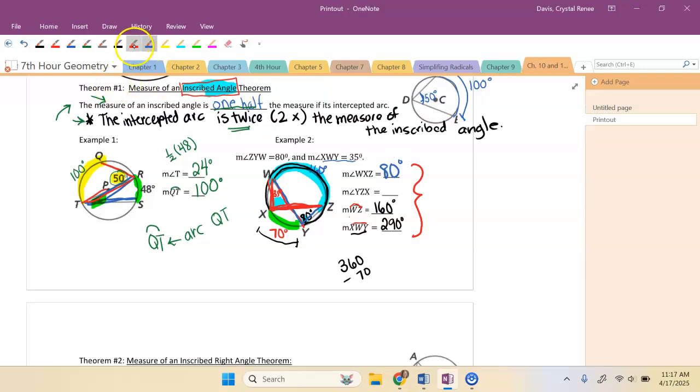Now let's look at our other angle, YZX. So this right here is YZX, this angle. Notice my intercepted arc is right here at 70. According to this theorem, the angle is half the arc, so half of 70 is 35 degrees. We did all these just using this theorem here.